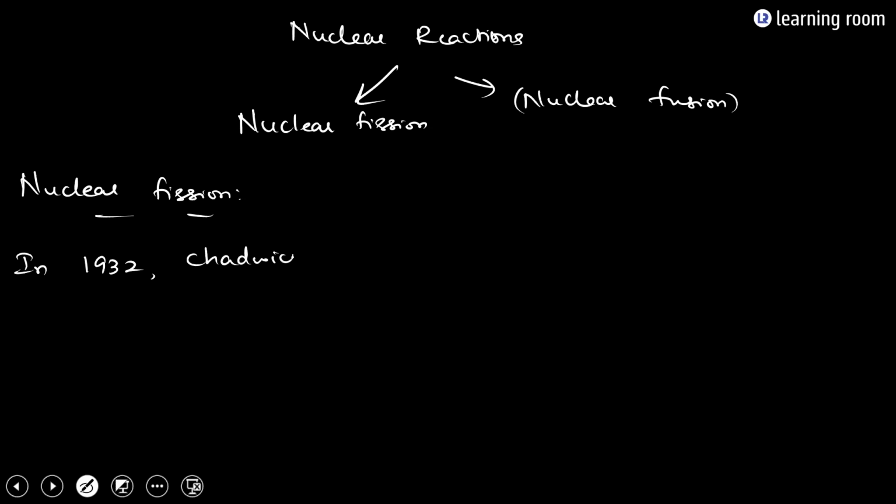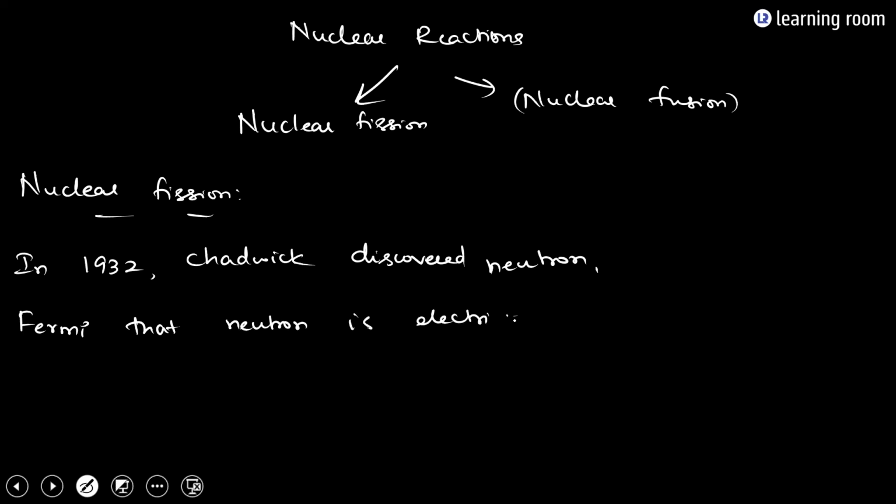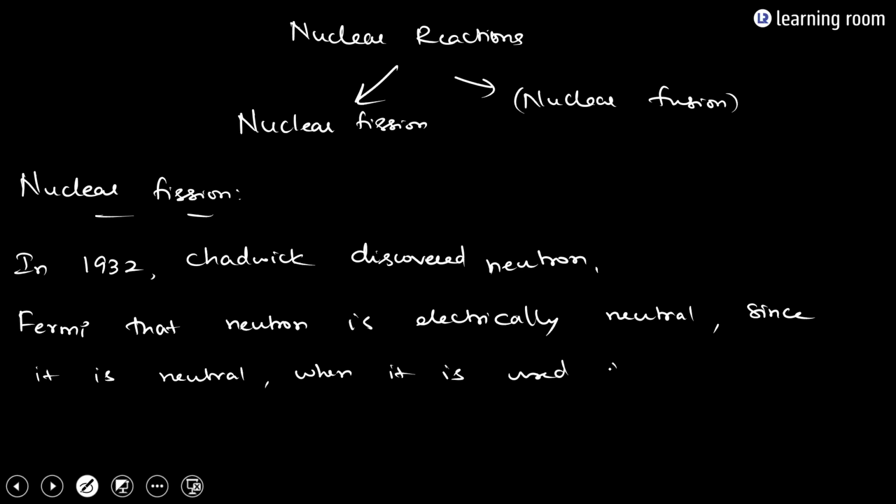In the year 1932, Chadwick was a scientist who discovered the neutron. When he discovered it, it was later suggested by Fermi that the neutron is electrically neutral. So, since it is neutral, it can be used as a projectile.